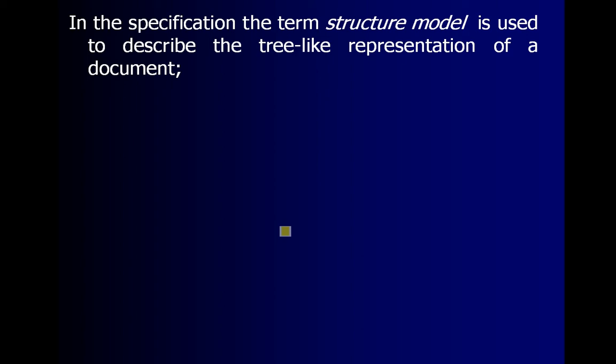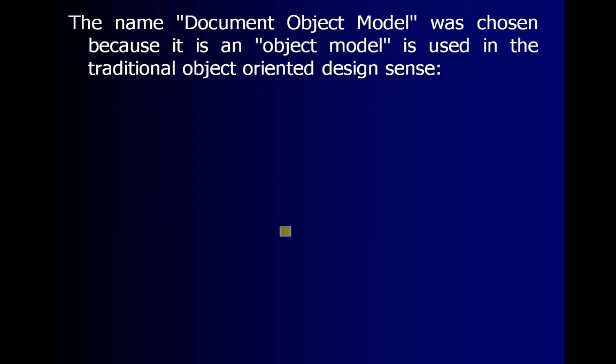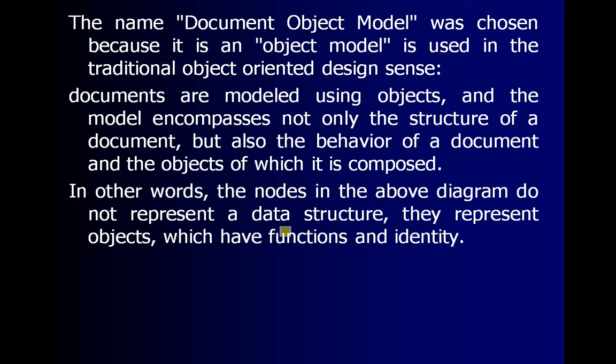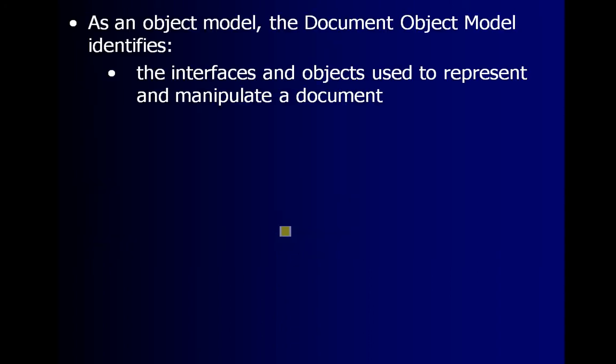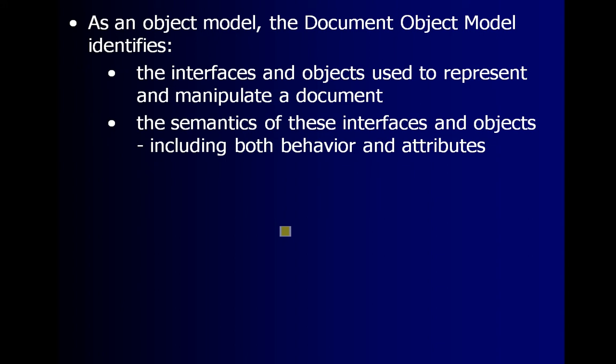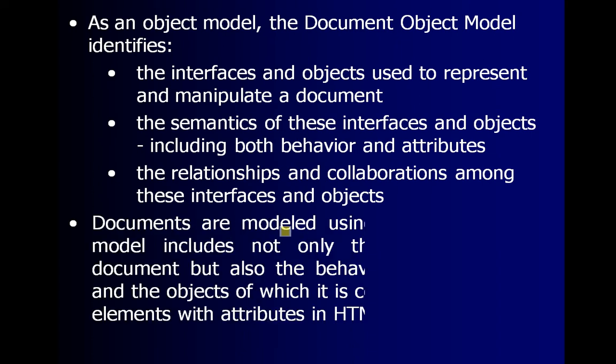So in the DOM specification, the structure model is used to describe the tree-like representation of a document. It is called object model, but it is not a data structure. It identifies the interfaces and objects used to represent and manipulate a document, the semantics of these interfaces and objects, including both behavior and attributes, and the relationships and collaborations among these interfaces and objects.